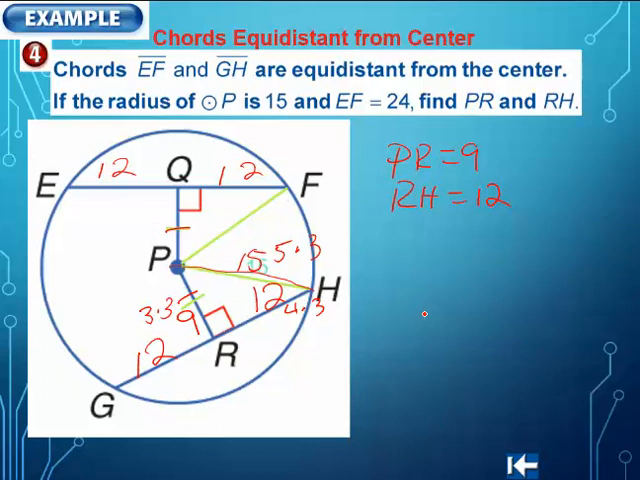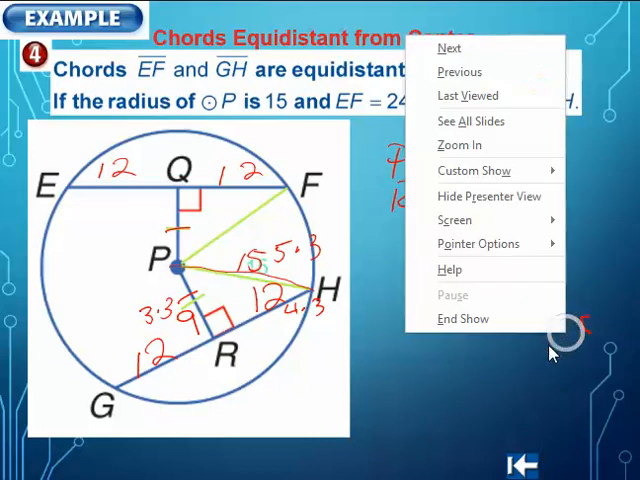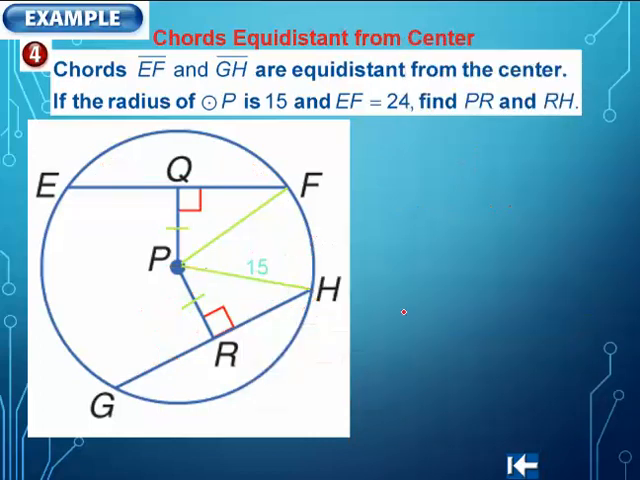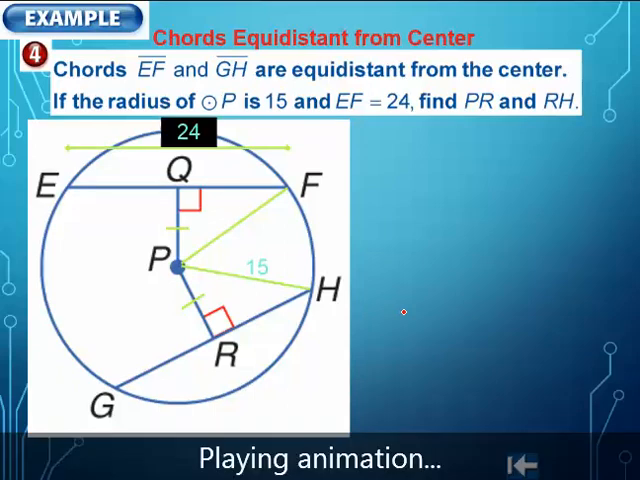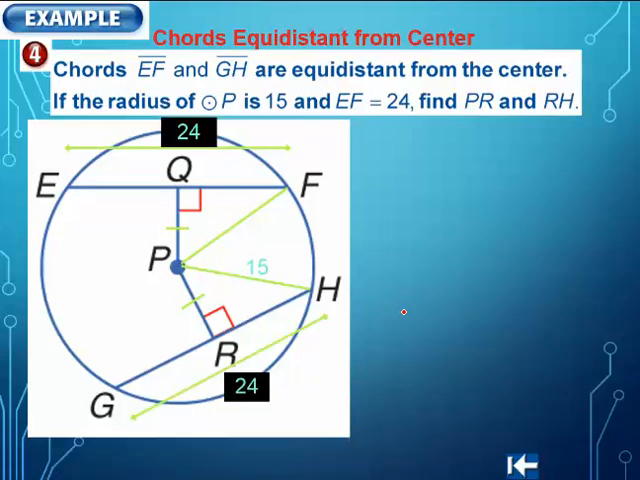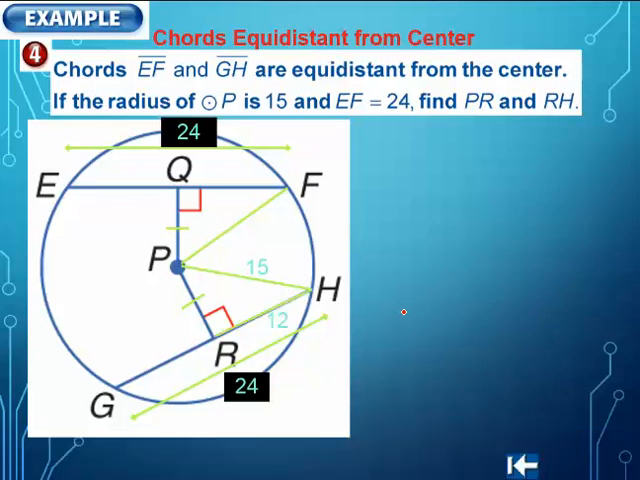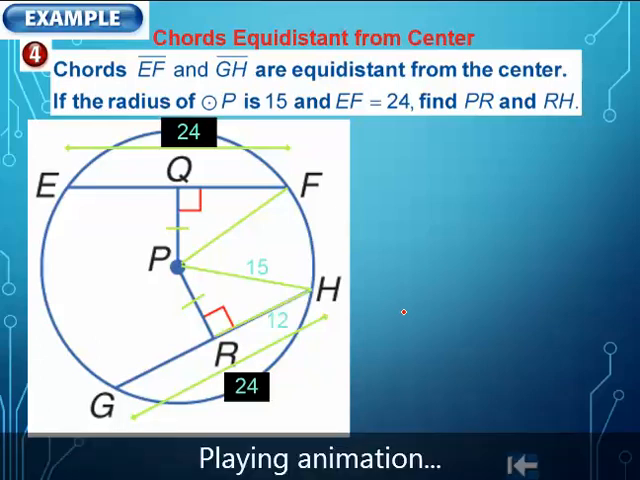Let me erase all my markings, because I have it done all nice and neat. I get carried away with my pen sometimes. So there's my radius, it's 15. I know EF is 24. So GH is 24. Each part is 12. Again, it's a Pythagorean triple.